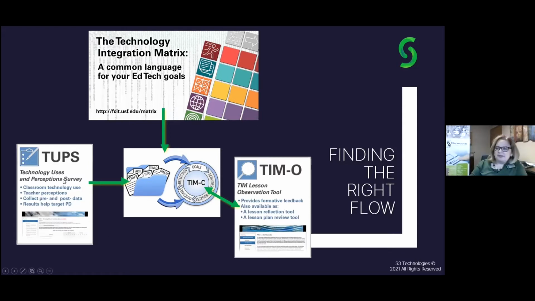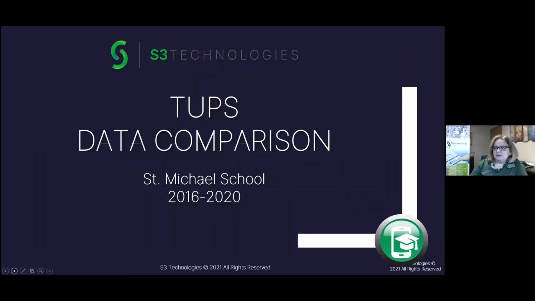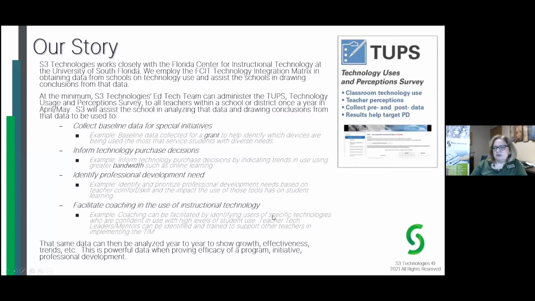So I'm going to show you the TUPS data and the TIM observation data and how we use that information, and how valuable that is to us and how easy it is to get. I'm going to start with the TUPS, the Technology Usage and Perception Survey. This is what we do each year. And just to let you know, these are some of the ways you can use that data.